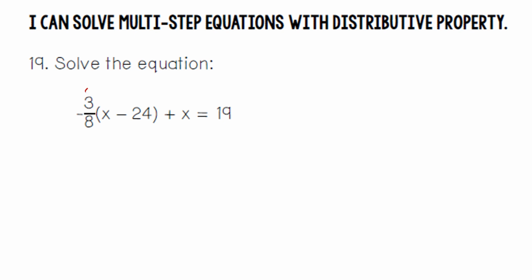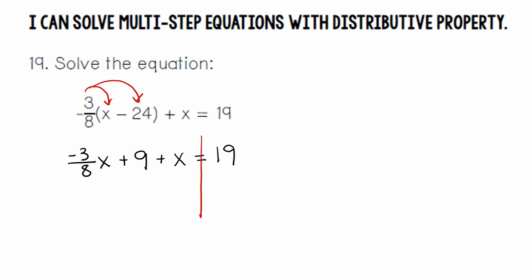For number 19, we start with our parentheses and we're going to multiply. So we multiply the negative 3/8 and the x. Because there's no value with the x, we can just put the values together: negative 3/8 x. We do multiply the negative 3/8 times the minus 24, which would give us a positive 9. Two negatives make a positive. The plus x does stay the same at the back, and the equals 19 stays the same at the end. We did not use those numbers in the parentheses.